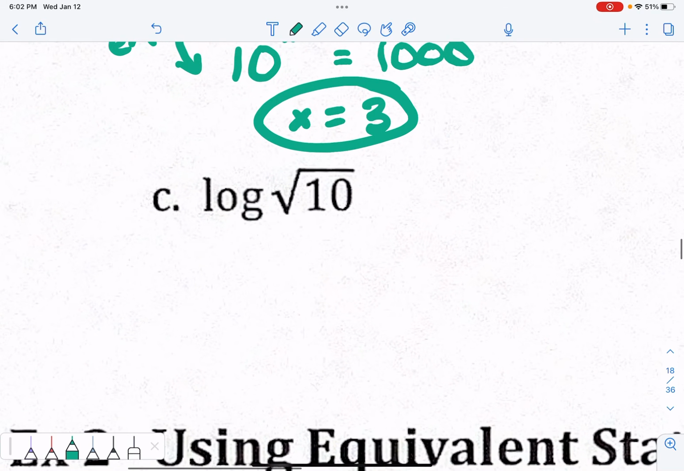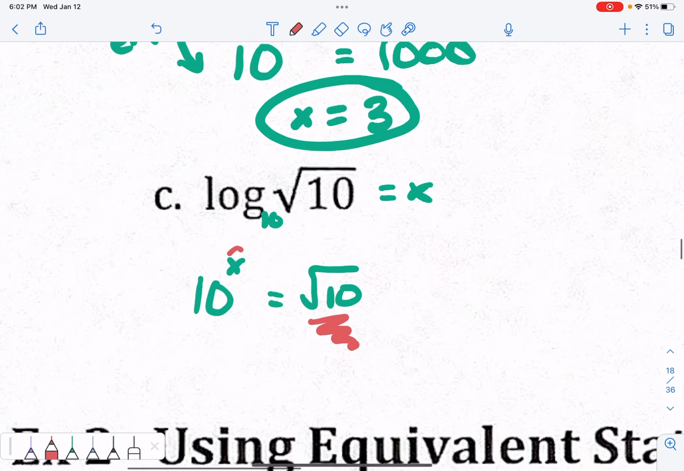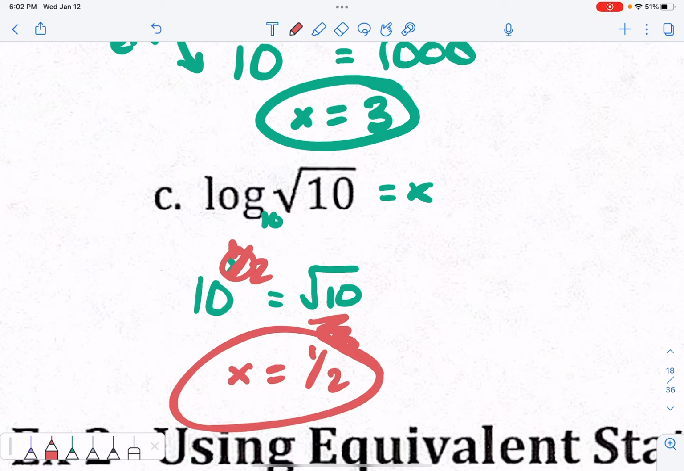So we go to C. Again, this is a base of 10 equals x. If I flip this around, this says 10 to the x equals the square root of 10, okay? And so this is kind of asking, the square root of 10, this guy right here, what is that as an exponent? What's a square root look like as an exponent? We know that's to the 1/2 power, right? 10 to the 1/2 power is the same thing as a square root. So x in this case is 1/2, and that's going to be the value of log of the square root of 10.